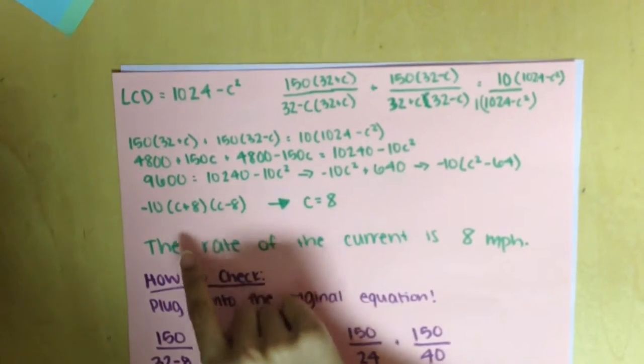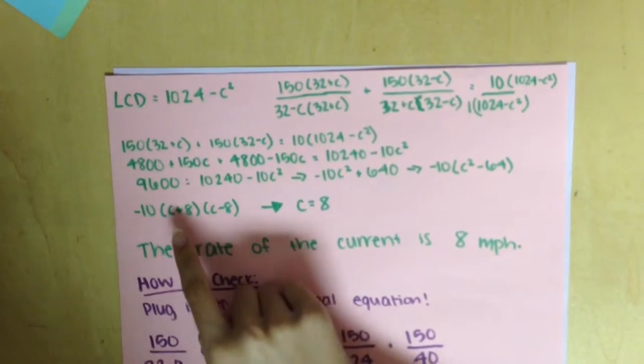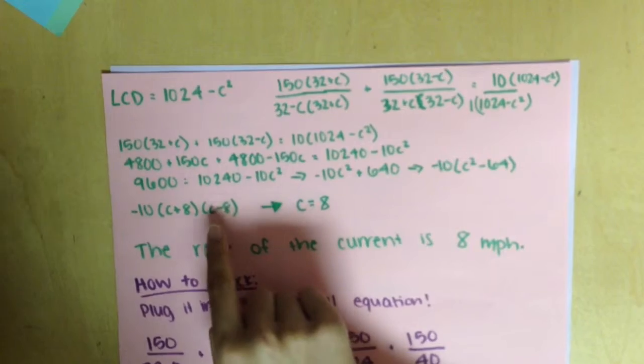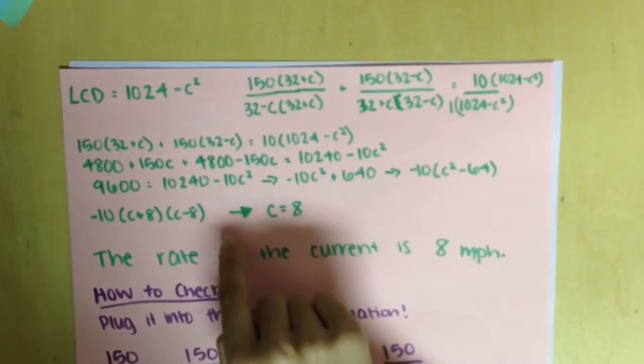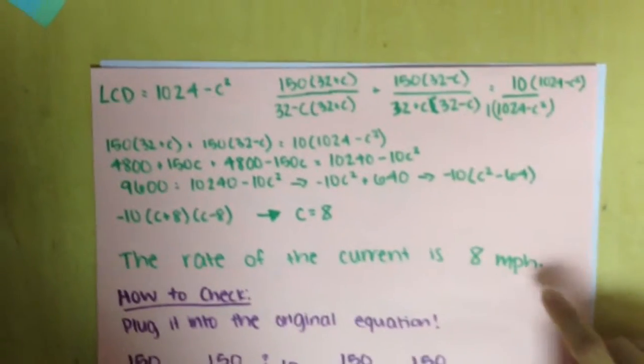The current cannot be negative 8 miles per hour, because that doesn't make any sense. So you go on to the next one. C minus 8 equals 0. C equals 8, so the rate of the current is 8 miles per hour.